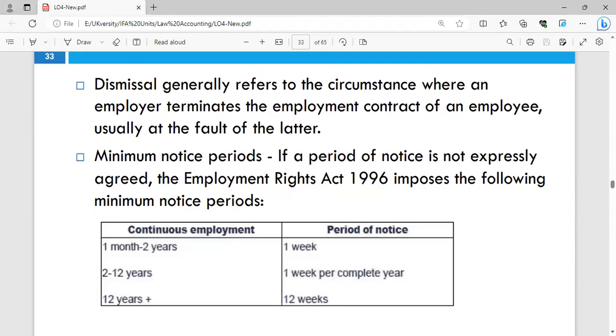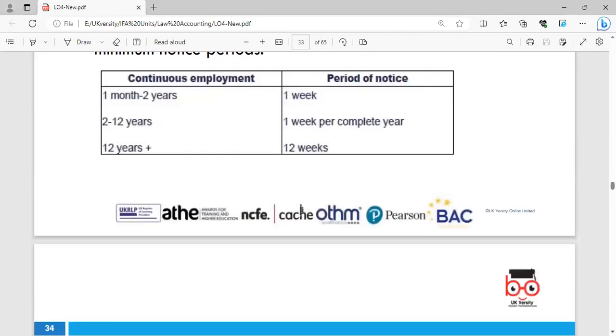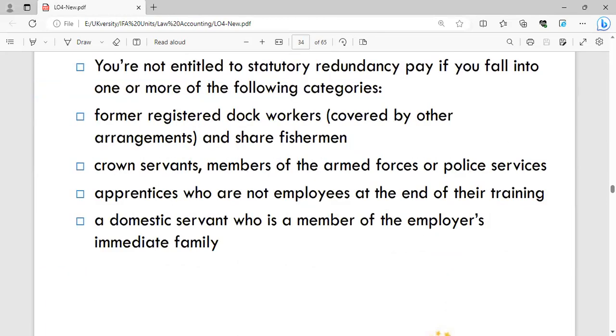If you make someone redundant, you need to give notice. Then we have dismissal or minimum notice periods. You need a continuous employment period, with notice of one week per complete year, up to 12 years and more. So we have to look around. Some of it depends on your contract or contractual agreement, which can be slightly different.